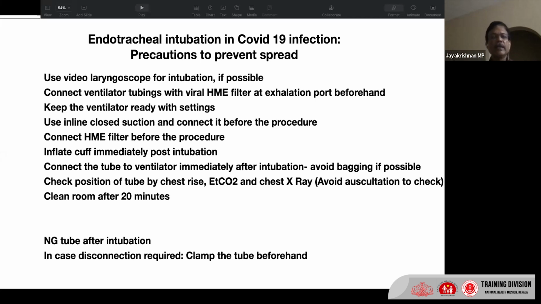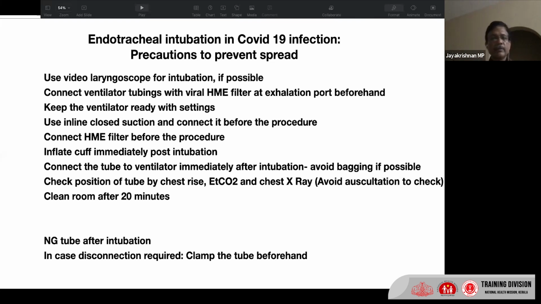If a video laryngoscope is available, you use that. It used to be a dream for all of us in government setups until about 2-3 years back. But then, thanks to COVID, we have got many video laryngoscopes now in our hospital. Connect ventilator tubing with the viral HME filter that we already discussed. At the exhalation port, you keep one viral filter. I told you the HME filter that comes now has a viral filter also, so you can use an HME filter with a viral filtering mechanism.